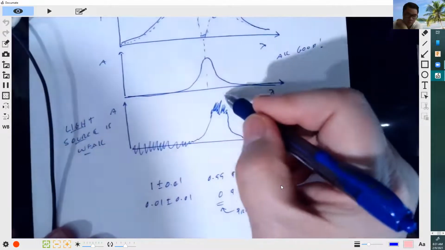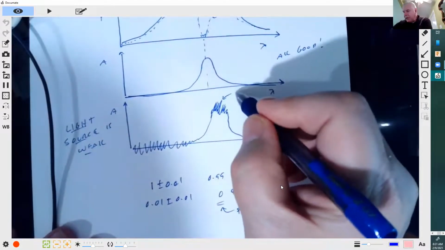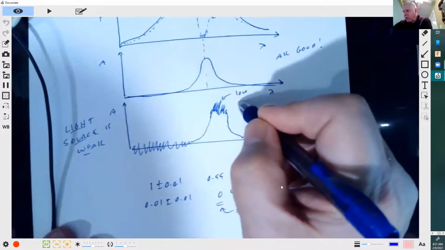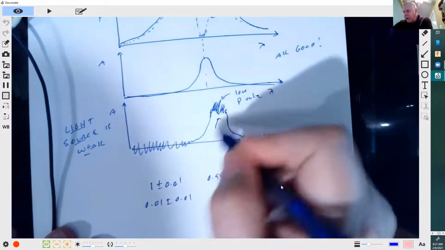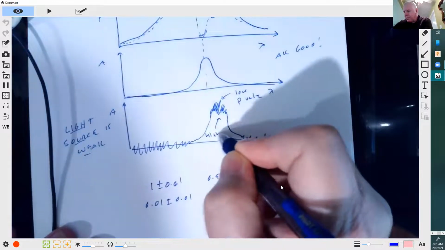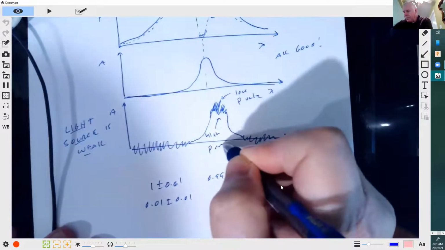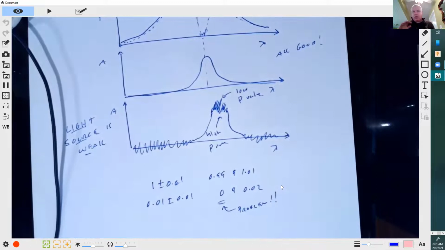And so that could be one of these peaks out here, where they have a very low P value. And here you have a high P value. Or the corresponding P0 problem, the opposite P0 problem.